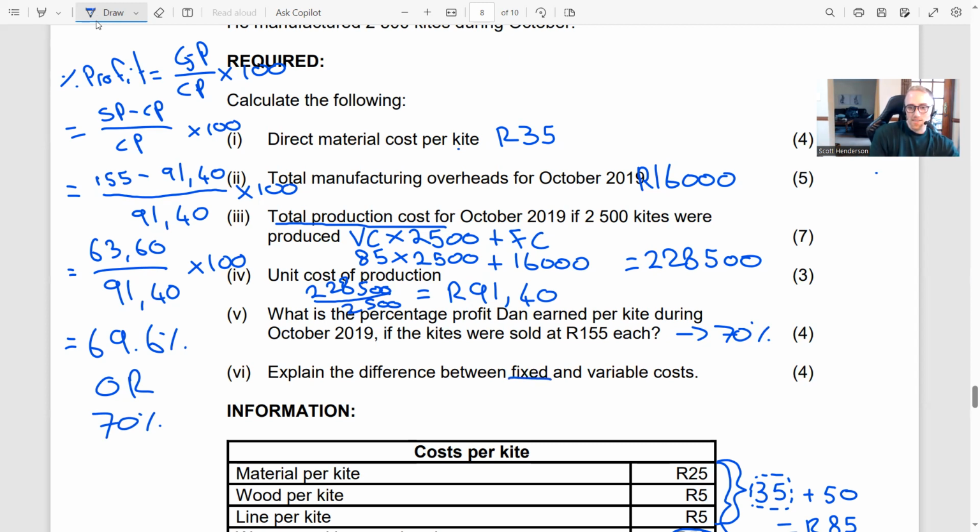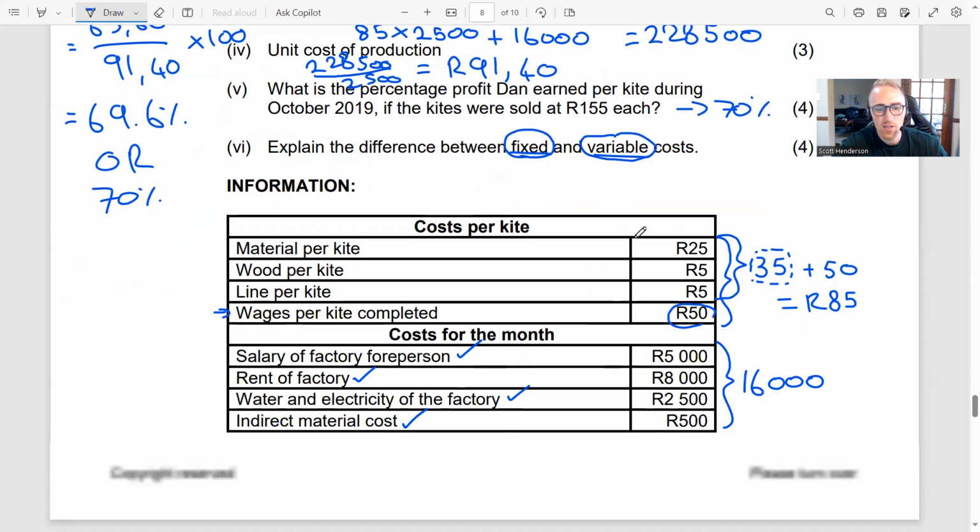Explain the difference between fixed and variable costs. Fixed costs do not change with the number of units produced. For example, insurance on a property. Variable costs do change with the number of units produced, such as raw materials, right? Raw materials, you produce more units, you'll have more raw materials used. You produce fewer units, fewer raw materials. Okay, and I think that's the end of this question.